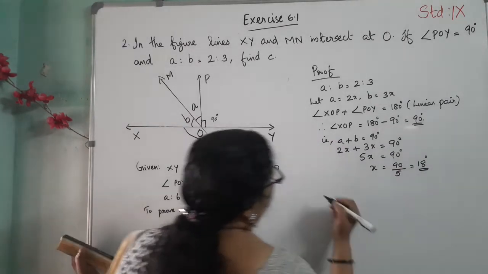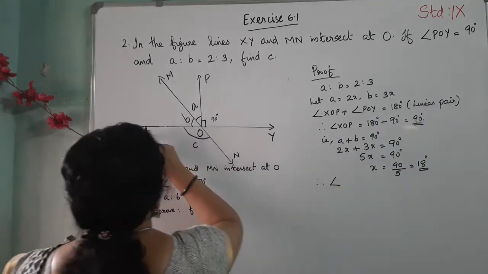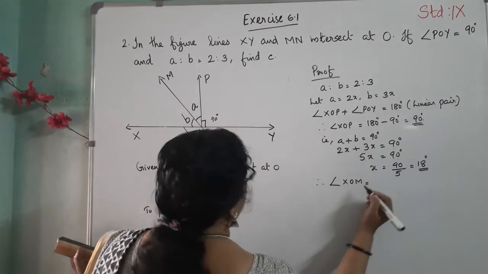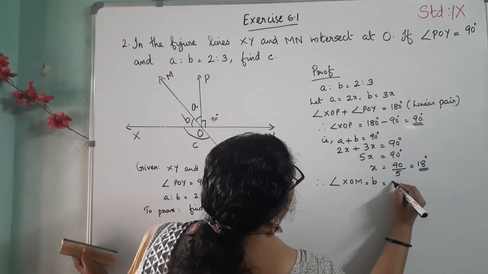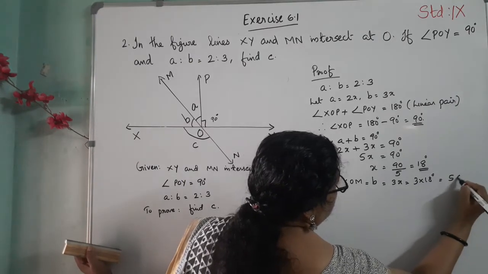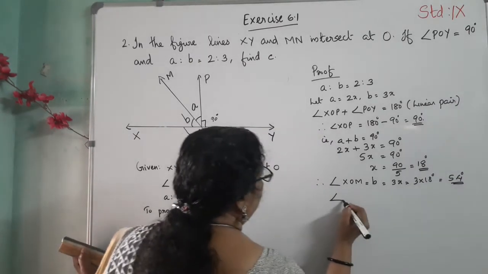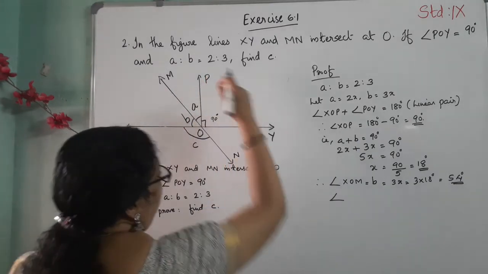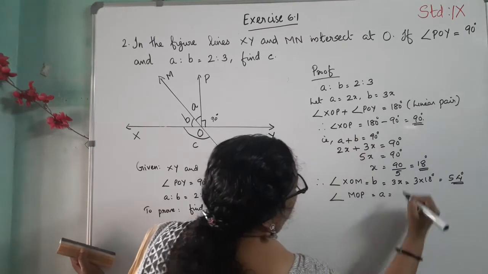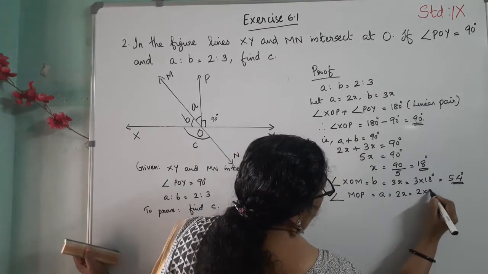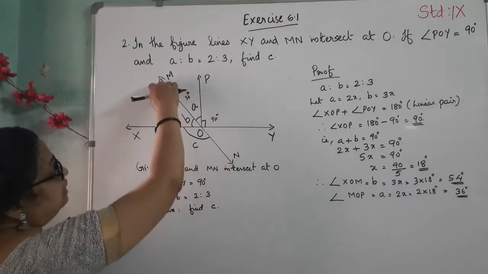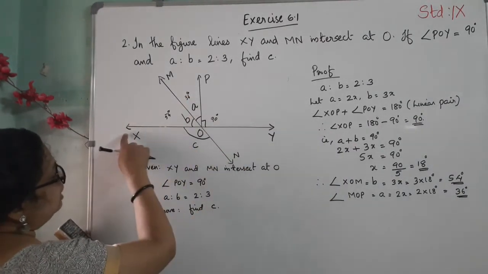So x is 18 degrees. Therefore angle XOM, that is equal to B, equal to 3x, which is 3 into 18 degrees. 3 eighteens are 54, so 54 degrees. And angle MOP, which is equal to A, that is 2x, 2 into 18 degrees, which is equal to 36 degrees.